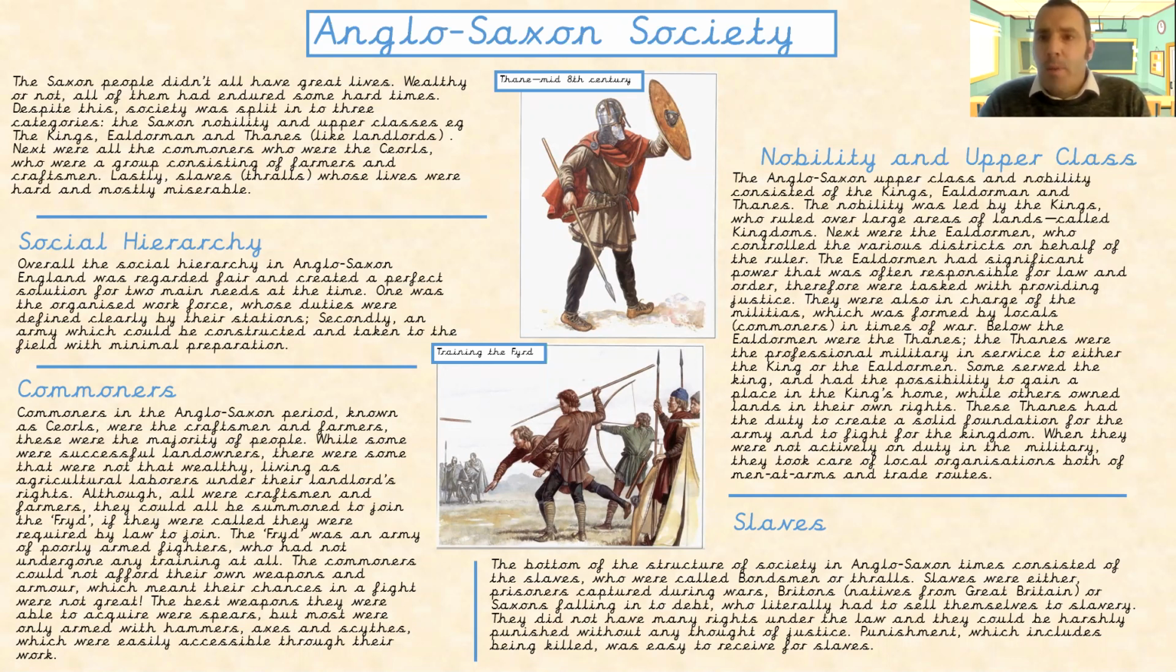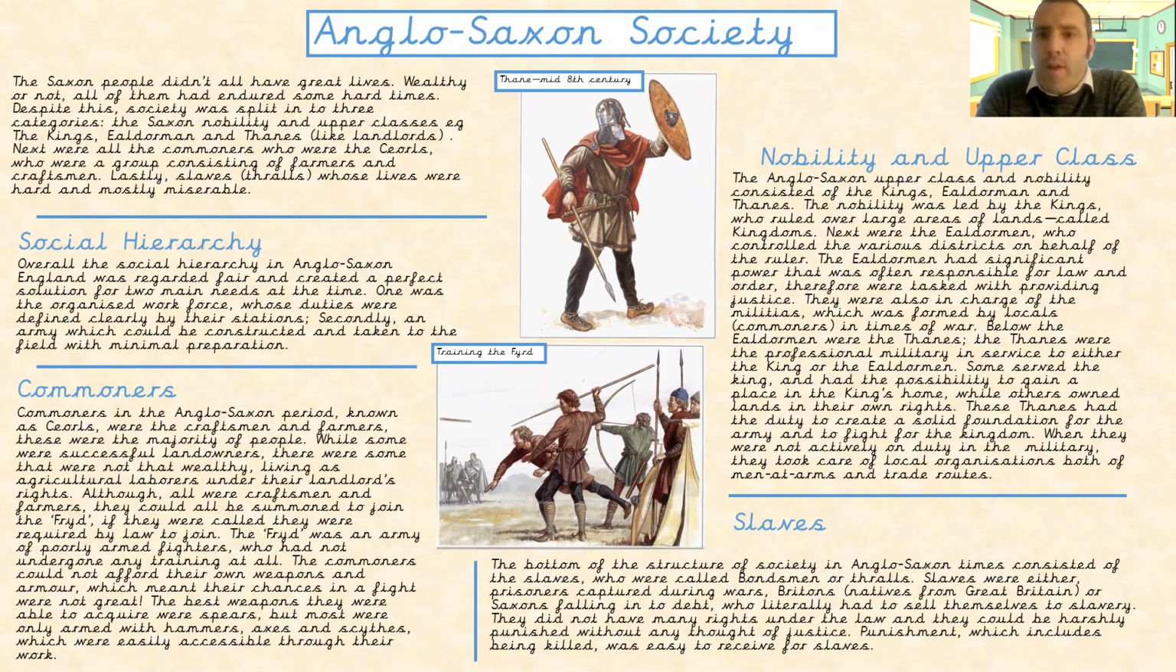The Anglo-Saxon upper class and nobility consisted of the kings, ealdormen and thanes. The nobility was led by the kings, who ruled over large areas of land called kingdoms. Next were the ealdormen, who controlled the various districts on behalf of the ruler. The ealdormen had significant power and were often responsible for law and order, therefore were tasked with providing justice. They were also in charge of the militias, which were formed by locals, the commoners, in times of war.